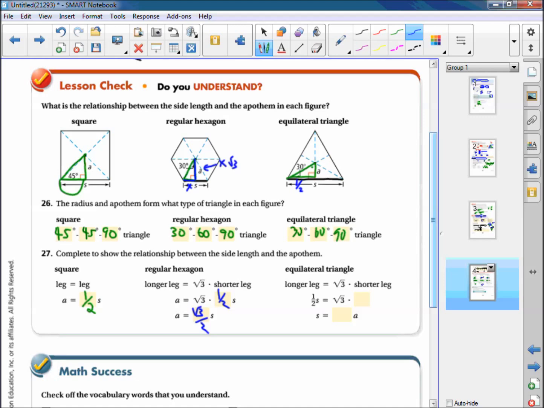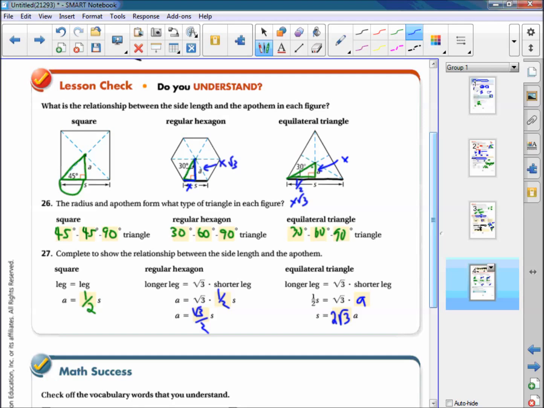And in our last one, we still have half of the side, but this time it's the big leg. Okay, so this is our x root 3, and the apothem is the small leg, so that's going to be our x. Okay, so the longer leg is root 3 times the shorter leg. Okay, and that means half of our side is equal to root 3 times our apothem. And then we can solve for the side to get it all the way into where the sides are the same. So we times both sides by 2. And we can say our side is equal to 2 root 3 times the apothem. Okay? All right. So these are the relationships between the apothems and the sides.